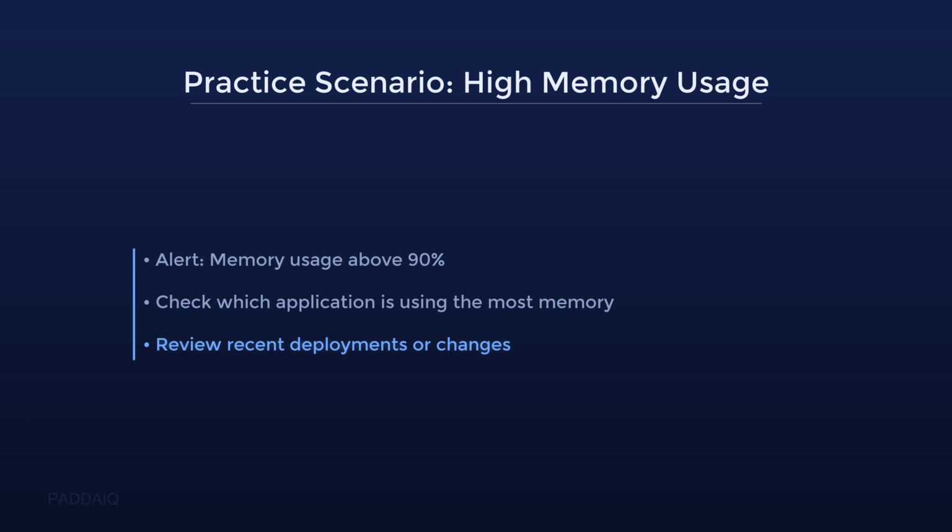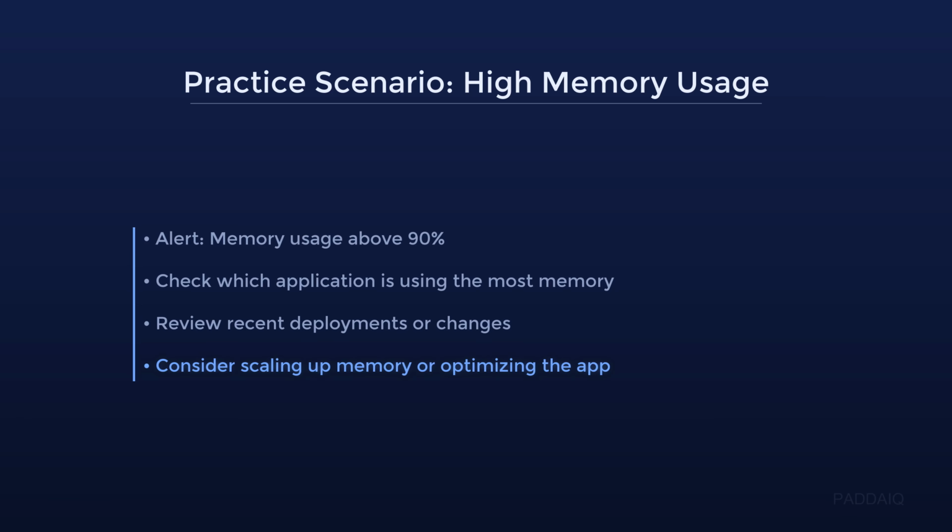Review recent deployments or changes. This means checking any new applications or updates you've made, as they can unexpectedly increase memory demand. For example, after deploying a new app, it might use more memory than planned, causing issues. Always investigate recent changes first to quickly identify the source of high memory usage.